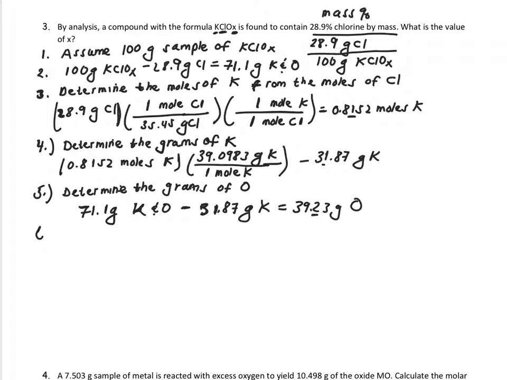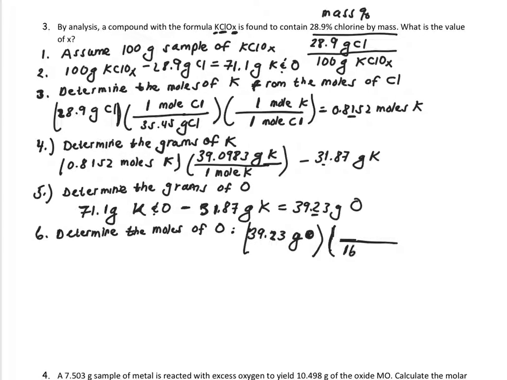Okay, and then next we want to determine the moles of O. So if we have 39.23 grams of O, we can convert it to moles by using the molar mass, because 16 grams of O is to 1 mole of O. So this ends up being 2.452 moles of O.